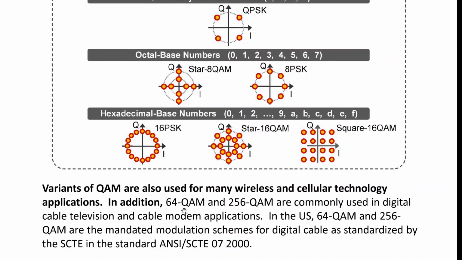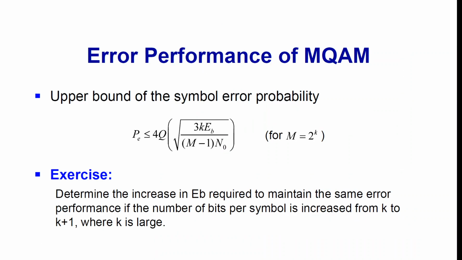This QAM is used widely in many wireless and cellular technology applications. Then 64 QAM to 256 QAM is used in digital cable television, cable modems, and so on. QAM has a lot of applications. So this is a similar probability of error for QAM. This derivation is not required.